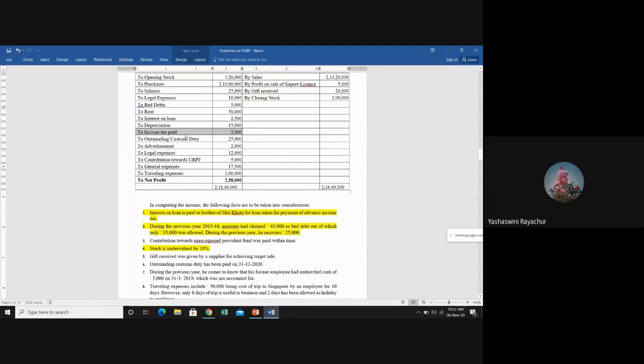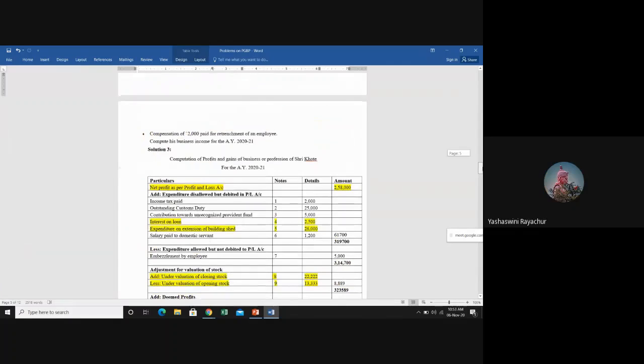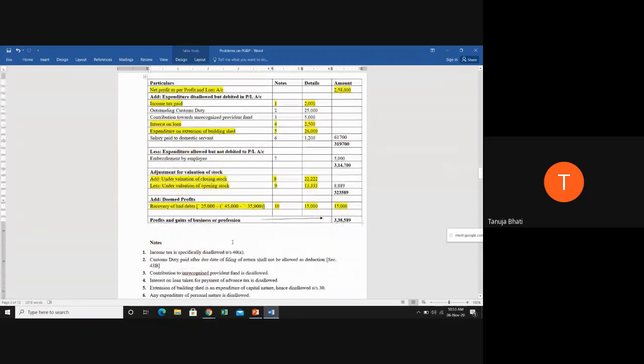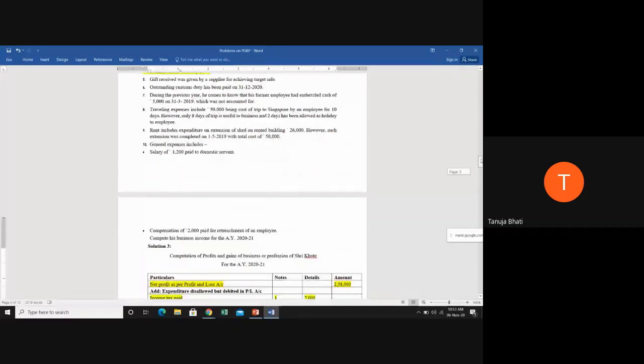Income tax, disallowable. Why disallowable? Ma'am, tax is paid after treatment of all the incomes from other heads, after calculation of total income. So it is a personal tax that you're paying, income tax, therefore disallowable. So what you can write in notes is, you can back up your answer by giving the reasoning. So point number 1, income tax is specifically disallowed under section 40(a). Okay, next.